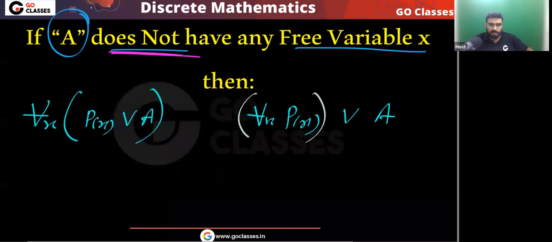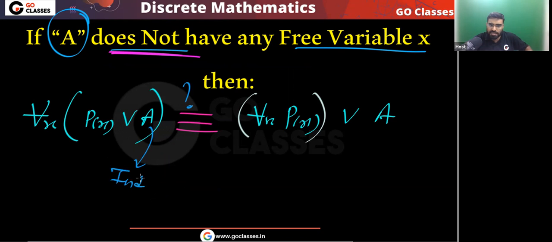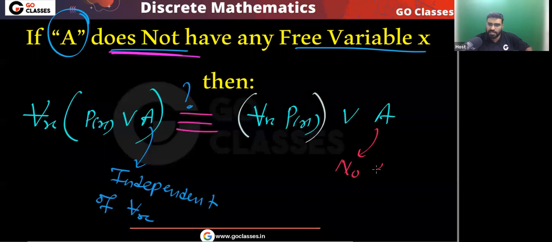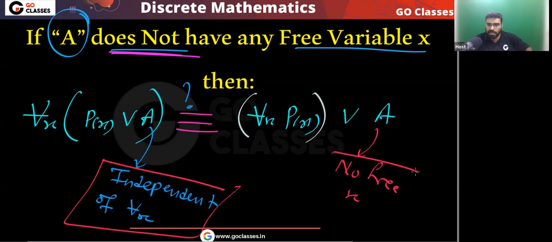Okay. Now let's move on. Now you tell me, are they equivalent? Now things are changing, remember. Because now this a does not depend on x. Here this a is independent of x. Remember this a, it has no free x. So this a is completely independent of for all x.